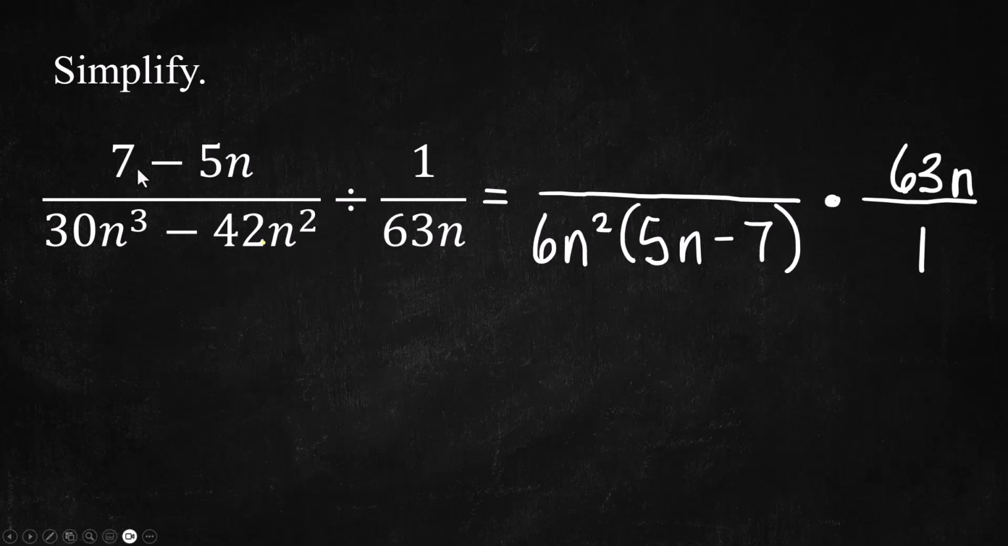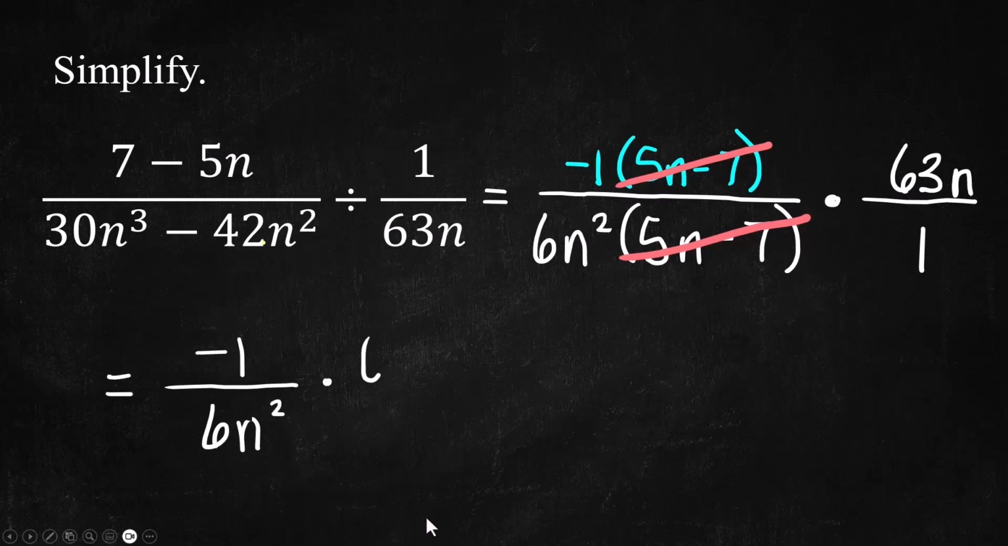Now this top here, 7 minus 5n, looks very similar to this. If I want it to match the bottom so I can cancel it, I'm going to factor out a -1. -1 times 5n is -5n. -1 times -7 is +7. But once I did that, I can now cancel that factor. So what I'm left with is -1 over 6n squared times 63n.